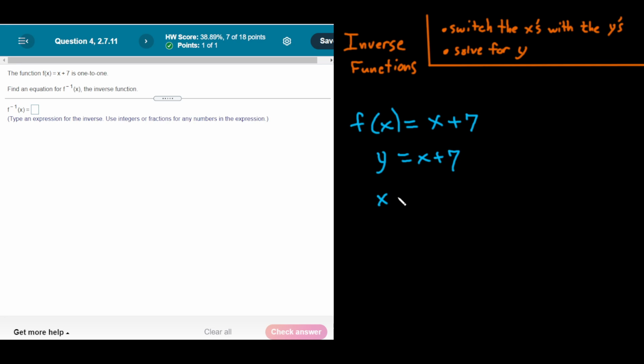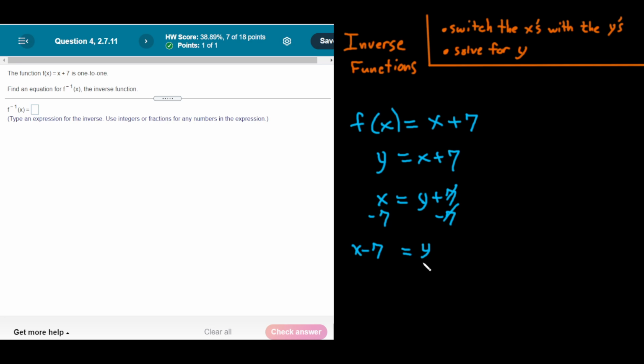We get x is equal to y plus 7. You see that? Wherever you see an x, you put a y there. Wherever you see a y, you put an x. So, okay, we did the first step. We switched the x's and the y's. But now what? We're going to solve for y. The y is almost by itself, but the 7 is stopping it from being isolated. So we're going to move the 7 to the other side by subtracting it so that it can cancel. So we get x minus 7 is equal to y.